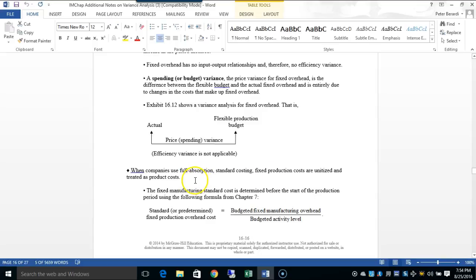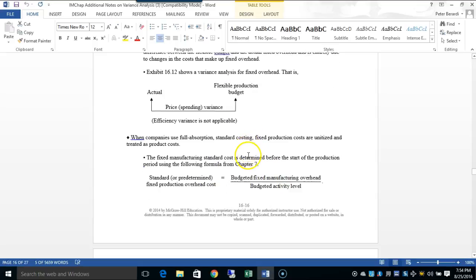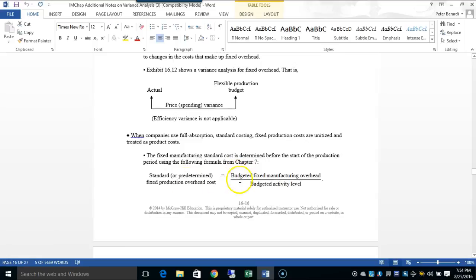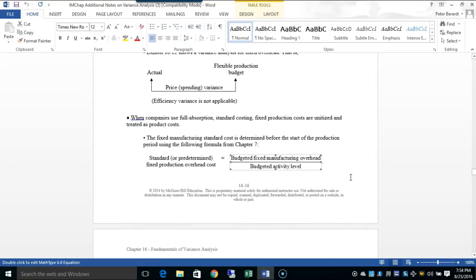Basically, when companies use full absorption standard costing, fixed production costs are unitized, and therefore we have variances. So we have to know what our budgeted fixed manufacturing overhead is and our budgeted activity level to come up with our predetermined rate, which we covered in class. Once we have that predetermined rate, we have to figure out what we are applying fixed overhead to. Is it based on direct labor hours or machine hours?